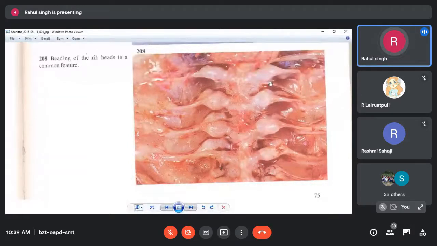It remained as a cartilage, and to maintain the strength, it kept on growing. So this is a typical rachitic rosary.